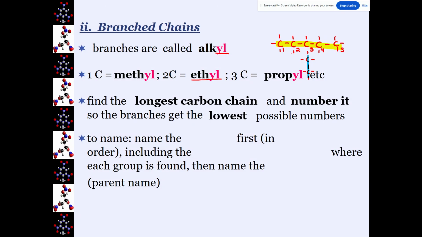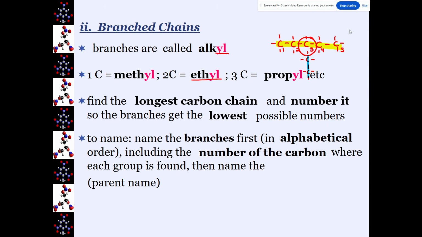So if I number from left to right, my branch is on carbon 3. If I number from right to left, my branch is still on carbon 3. So at this point, it doesn't matter which way you number it. Then you're going to name the branches first, in alphabetical order when you have multiples of them, including the number of the carbon where the branch is found.